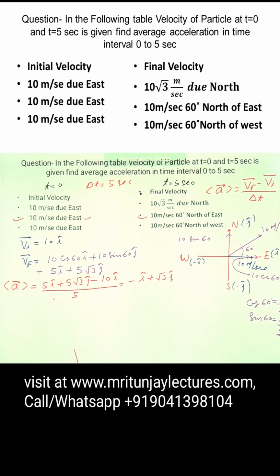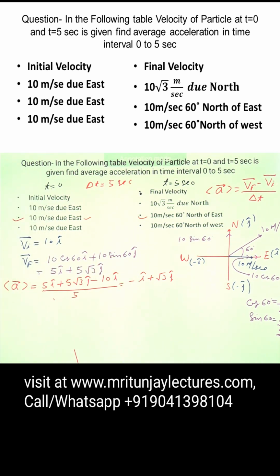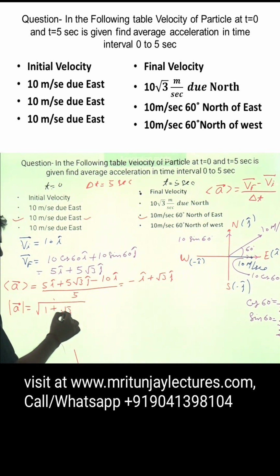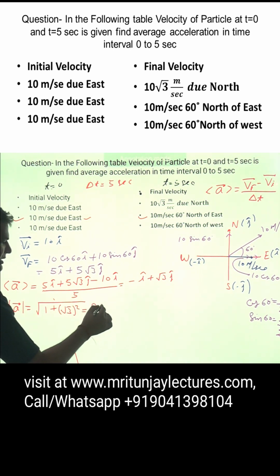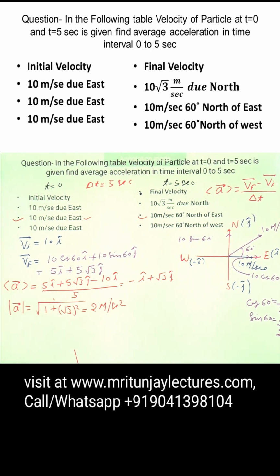After solving, we got it like this. If you want the magnitude, magnitude is simply minus 1 square, it means you can say 1 plus root 3 square, that is 3 simply. So 1 plus 3 is 4, that is 2 meter per second square. Why? Because of acceleration. That's why.